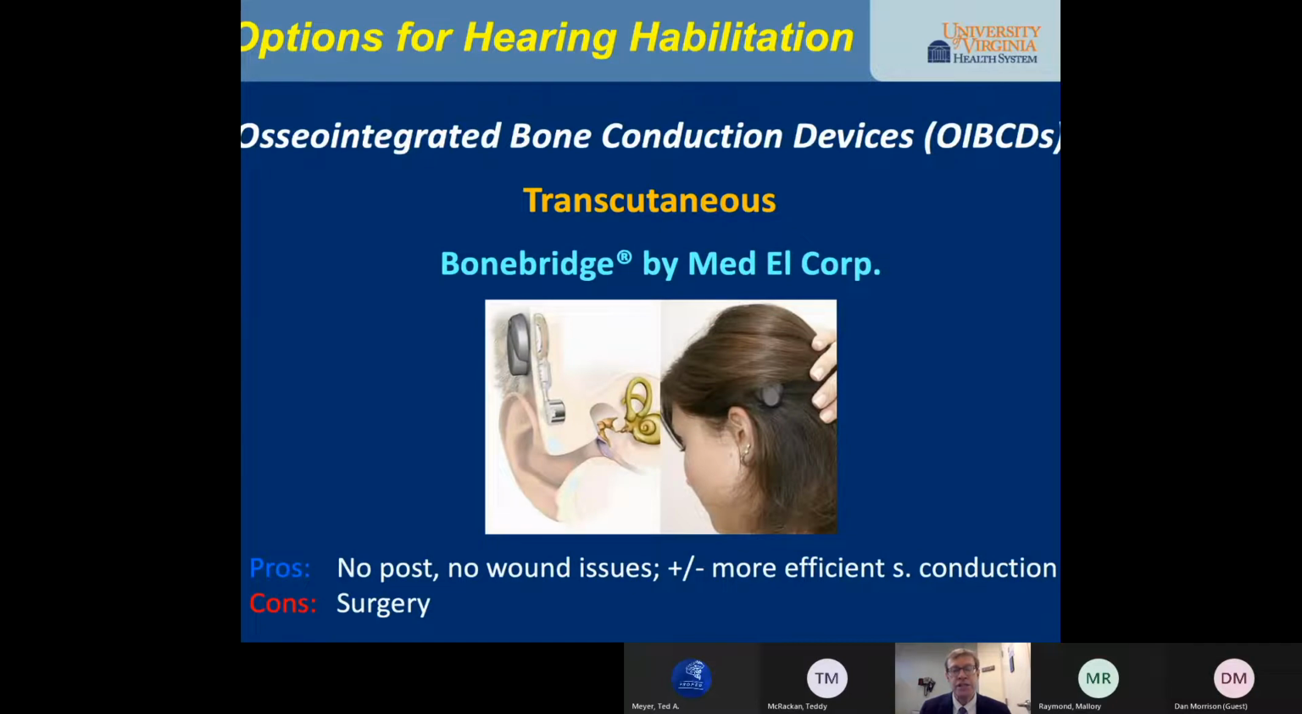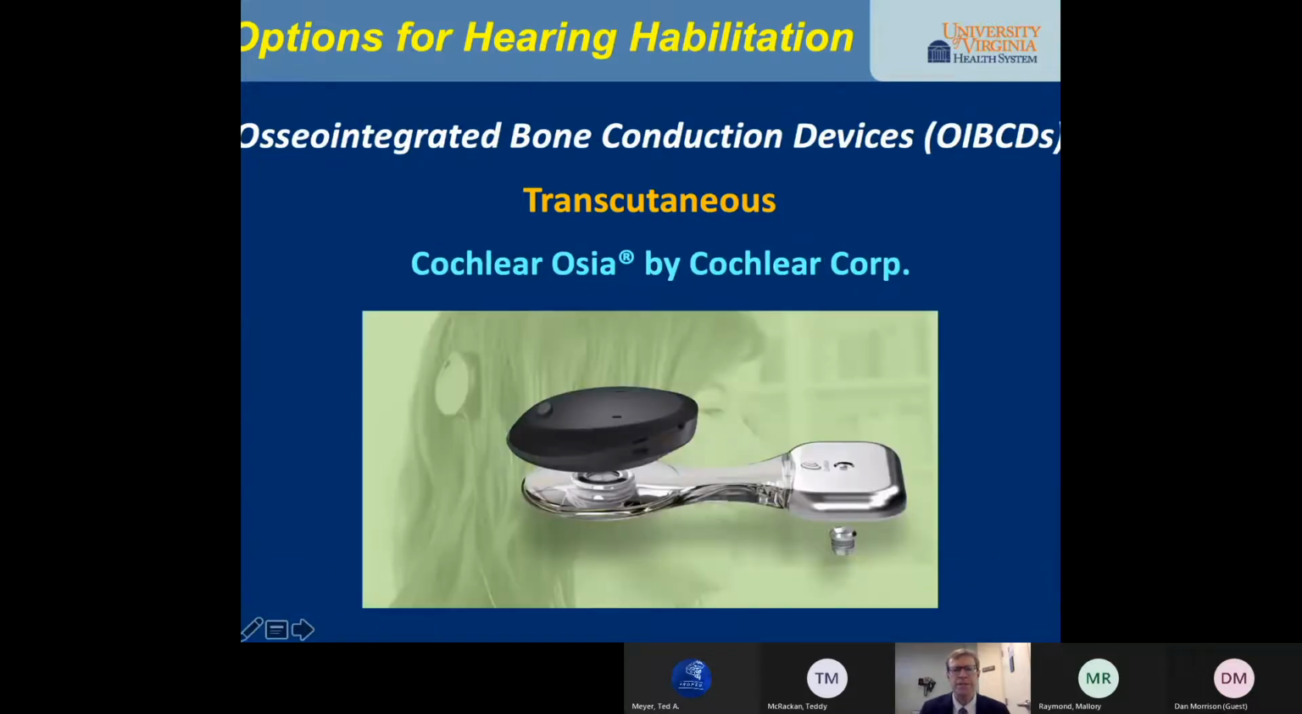The bone bridge is a more efficient conduction because the active oscillating part is now directly against the bone. So the floating mass transducer or the bone vibrator, the bone oscillator, sits in the mastoid bone. You still have an internal receiver stimulator, and then you wear the microphone and transmitter on the outside. There's no post, no wound issues. Probably more efficient conduction of sound does require a little bit more extensive surgery to drill the mastoid and put the bell in and secure it to the mastoid cortex.